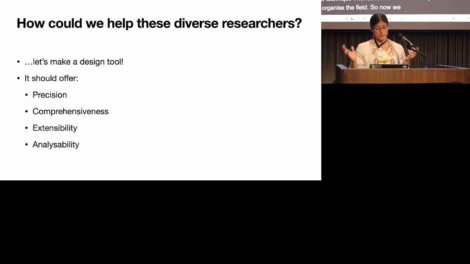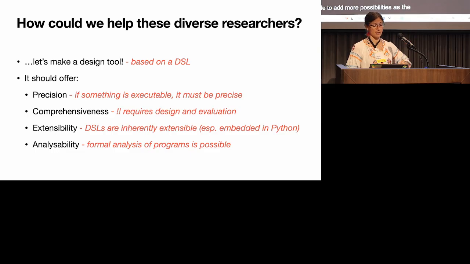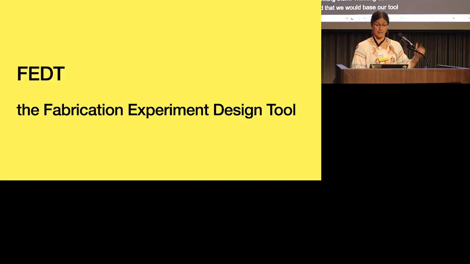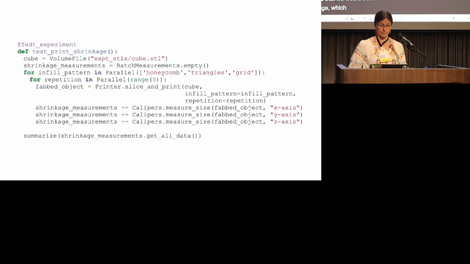Naturally, as UIST design tools people, we decided to make a design tool. It needs to offer precision, the ability to describe exactly what was done. It needs to have comprehensiveness to describe all the various kinds of experiments people do. It needs to be extensible to add more possibilities as the field evolves. And it needs to be analyzable so that we can actually understand the experiments without running them. Thinking about these desired constraints, we decided that we would base our tool on an embedded domain-specific language, which fulfills all of these requirements nearly trivially. So we thus present FEDT, the Fabrication Experiment Design Tool.